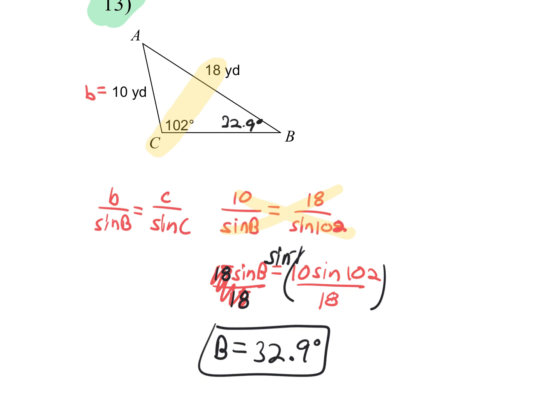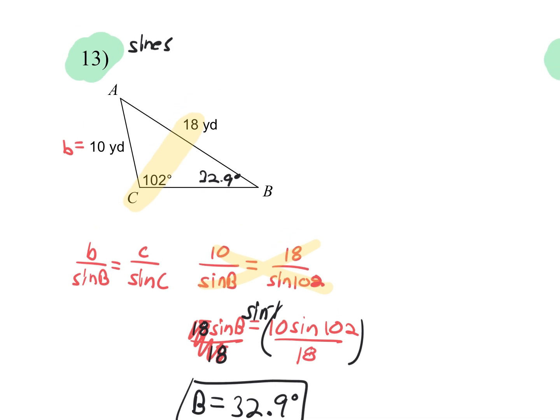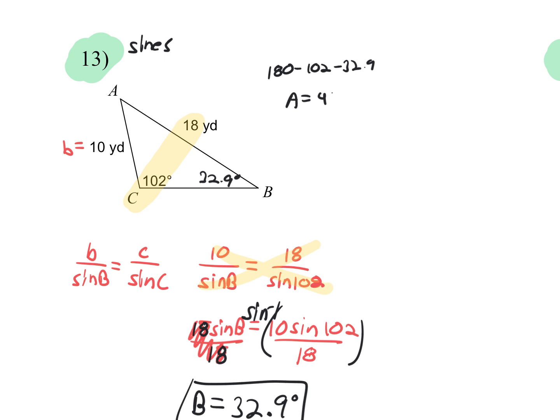All right, what can we find now? If we have two of our angles. Yeah, right, we can find A now. We can find A pretty easily, right? This one we very simply just do 180 minus our two angles. We should get A is 45.1.